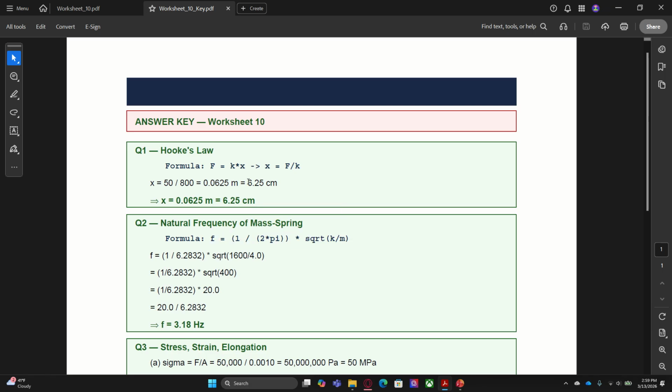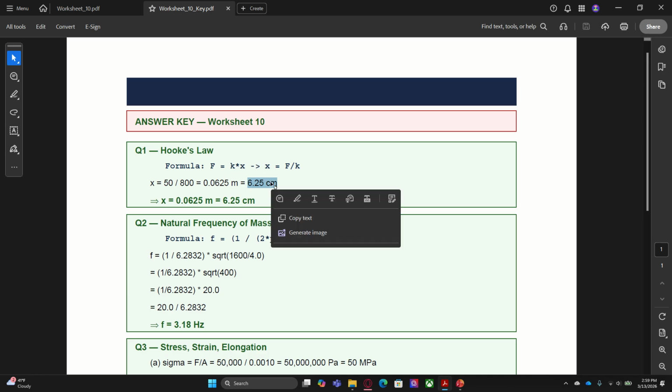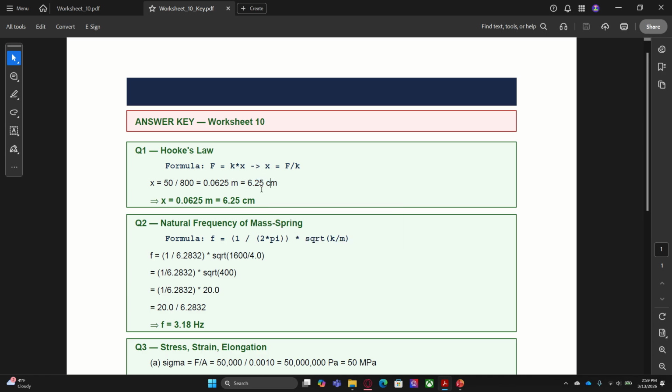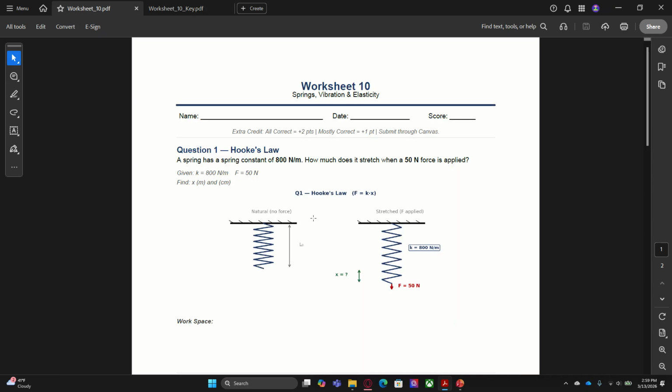But to get it in a more easy to understand number, that can be converted to 6.25 centimeters by multiplying our meter amount by 100. So, the answer for our displacement is 0.0625 meters, or 6.25 centimeters. That's the distance that the spring was expanded by, away from its resting position.